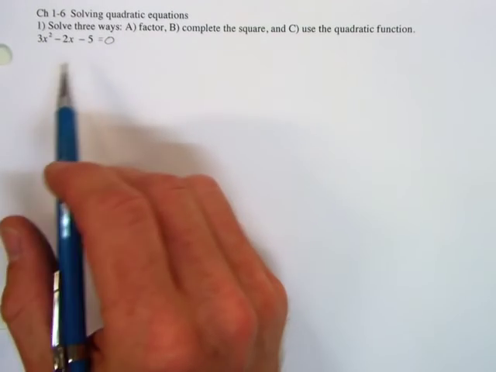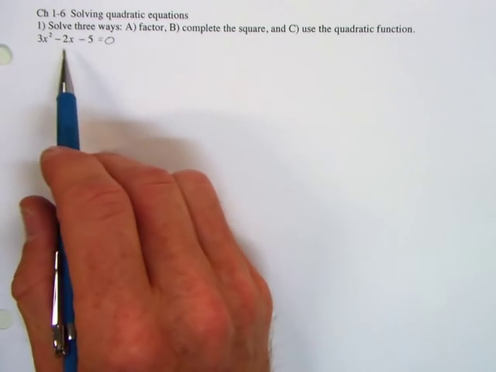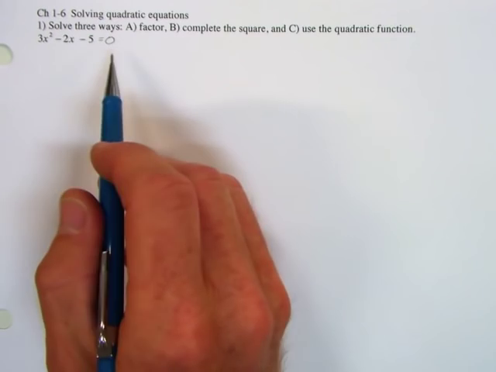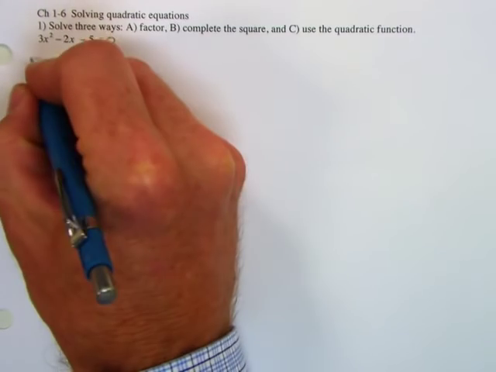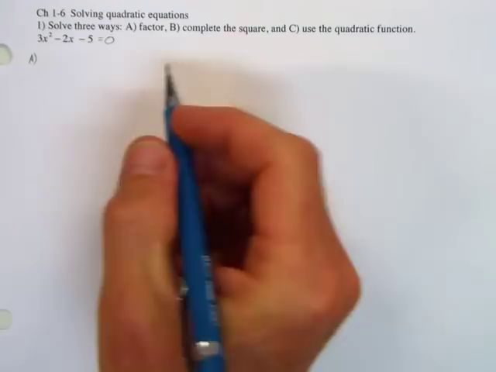Solving quadratic equations. We're going to solve the same problem three different ways. This should say 3x squared minus 2x minus 5 equals 0. So the first one we're going to do is factoring. Now there's multiple ways you can go about factoring. I'm going to show you two.